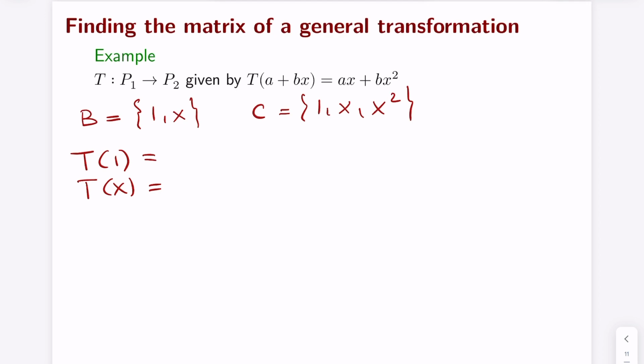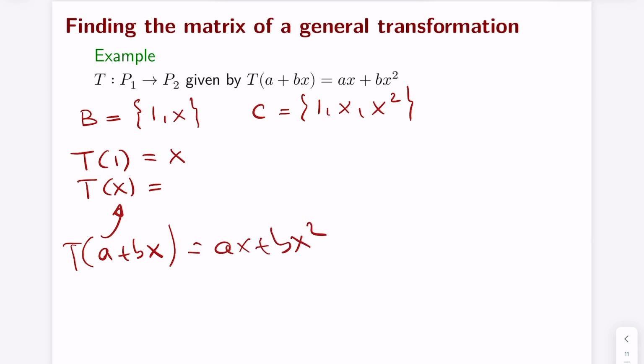In this case, this transformation does this: take the first one and multiply it by x. So here the vector is a plus bx, right? And it gets transformed into ax plus bx squared. So in the first case, a is 1 and b is 0, so it becomes x. For the second, this is 0 plus 1x, so it gets transformed into 0x plus 1x squared. That's why it gets transformed just into x squared.